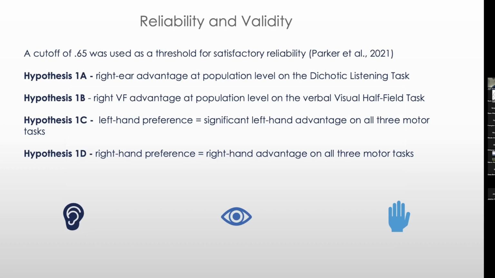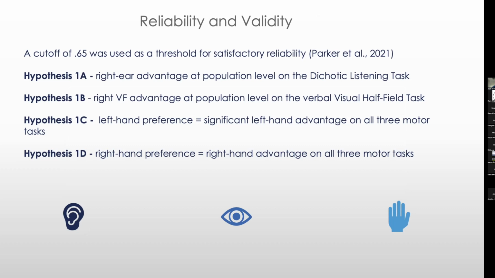And to establish the retest reliability, we calculated LIs separately for session 1 and session 2, and then we correlated them. And we pre-registered a cutoff of 0.65 for satisfactory reliability. And this was selected to be consistent with recent work in the area, which also looked at validating online laterality measures, but a different set of measures.